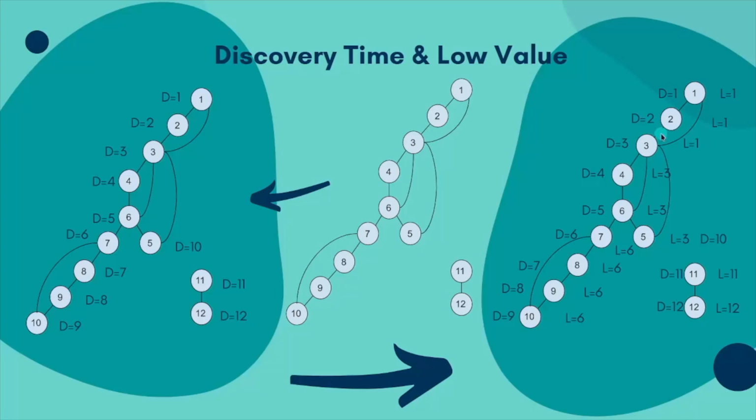In the same way, if we start from node 2, then we find a back edge at node 3, we come back to node 1 through the back edge, and then we can see the lowest discovery value here is 1. So node 2's low value is also 1. In the same way, we can find the low value of 3, which is also 1. In this way, we can also find the low values of the other vertices here.